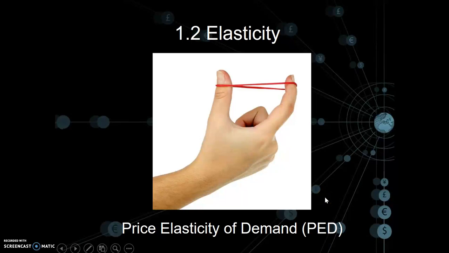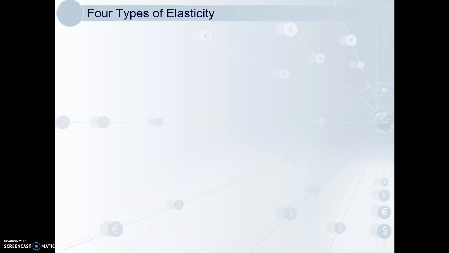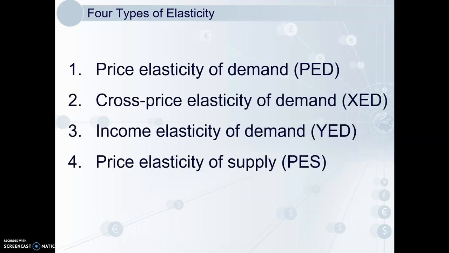Hi all, this is section 1.2, Elasticity. Here, we'll be going through the basics of elasticities before we go a bit deeper in class. There are four types of elasticities that we'll be examining in this course. Price elasticity of demand, cross-price elasticity of demand, income elasticity of demand, and price elasticity of supply.